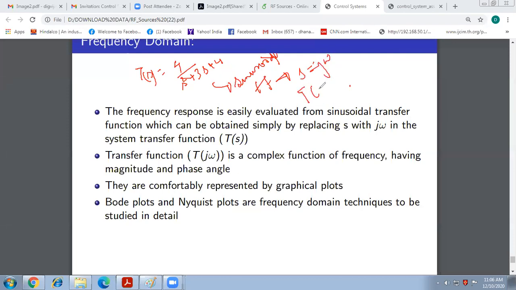When I do this, T of s becomes T of j omega, and that will be equal to 4 upon minus omega square plus j 3 omega plus 4. So here I have got the sinusoidal transfer function.